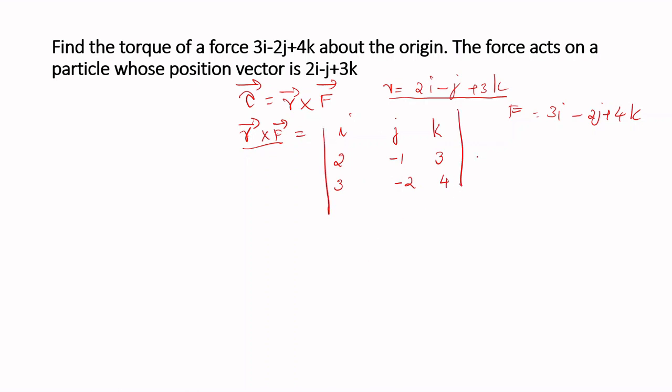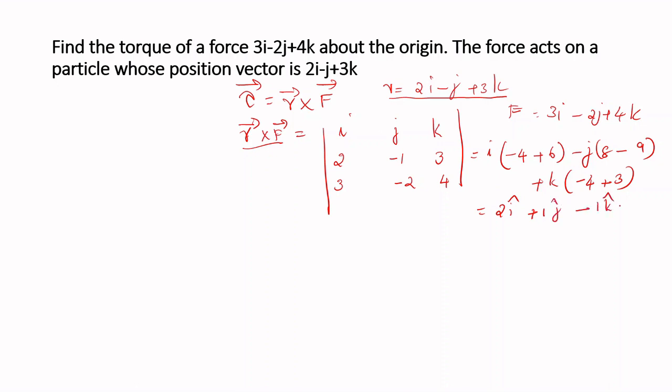Now we will do the cross multiplication, that is i into minus 4 plus 6, minus j into 8 minus 9, plus k into minus 4 plus 3. So it is 2i cap plus 1 j cap minus 1 k cap. This is the torque in vector form.